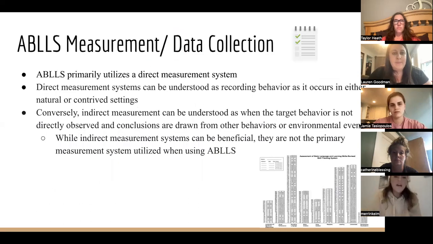Okay, so ABLE's measurement and data collection. ABLE's primarily uses a direct measurement system. Direct measurement systems can be understood as recording behavior as it occurs, either in natural or contrived settings. Conversely, indirect measurement can be understood as when the behavior is not directly observed and conclusions are drawn from other behaviors or environmental events. While indirect measurement systems can be beneficial, they are not the primary measurement system utilized when using ABLE's.